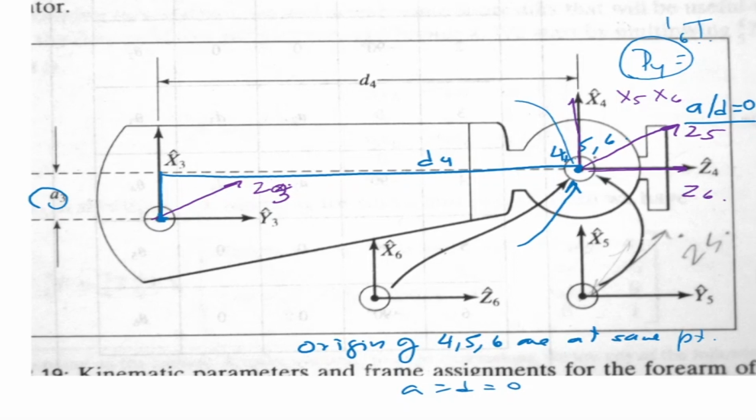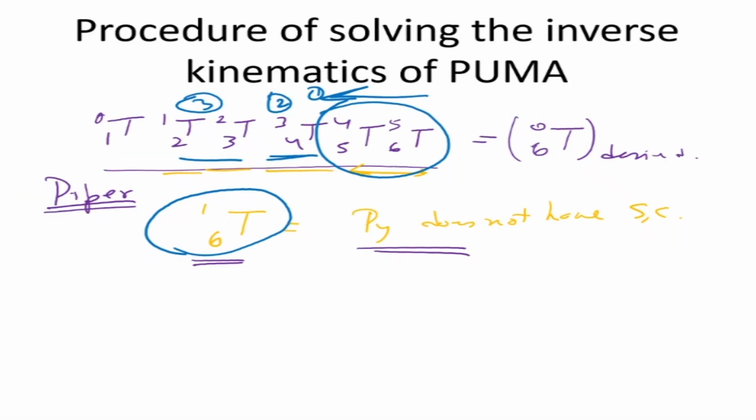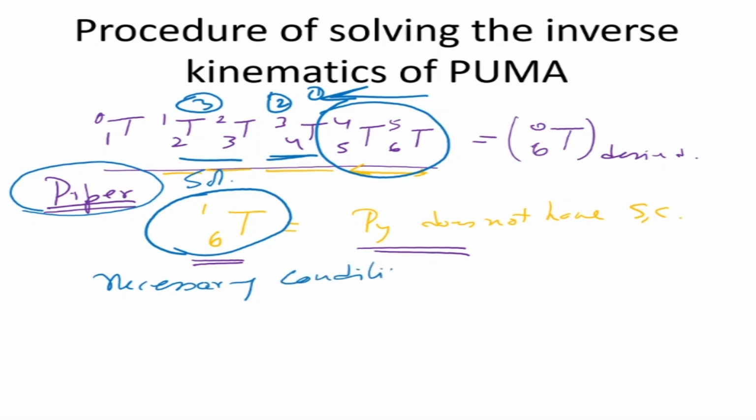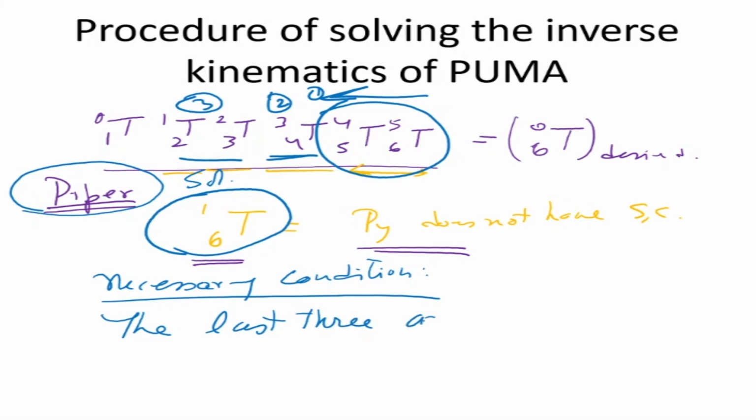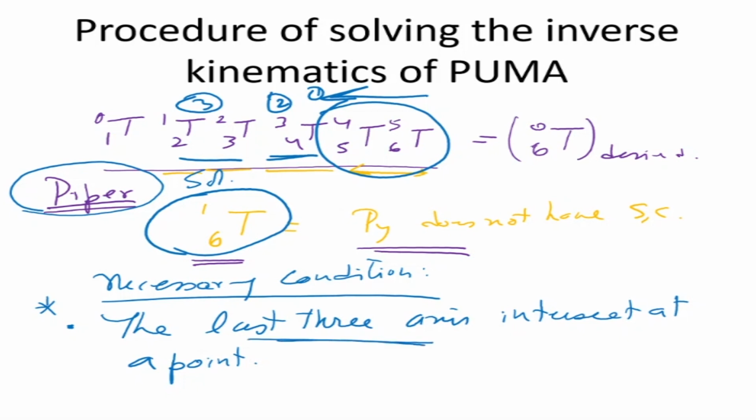Okay. So the condition for a closed form solution to exist is that the last three axes have to intersect. So this is a very, very important result. The important result of what we call the Piper solution, or the necessary condition, is that the last three axes intersect at a point. And if the last three axes do not intersect at a point, the system of equations is unsolvable. You will not be able to solve them. So this is very, very important from the manipulator design point of view. Whenever we are designing a manipulator, we have to ensure that the last three axes at the wrist intersect at a point.